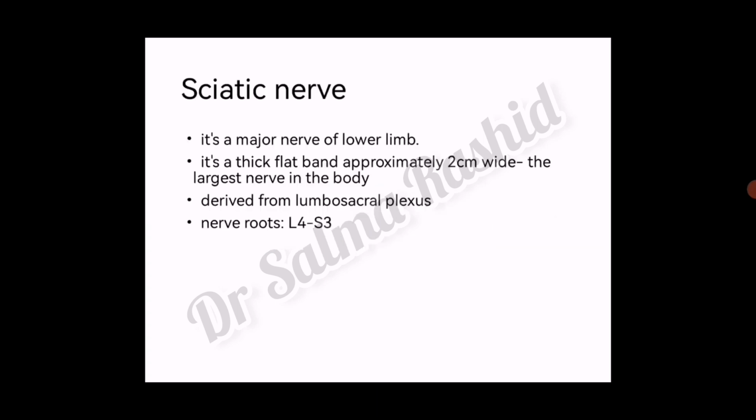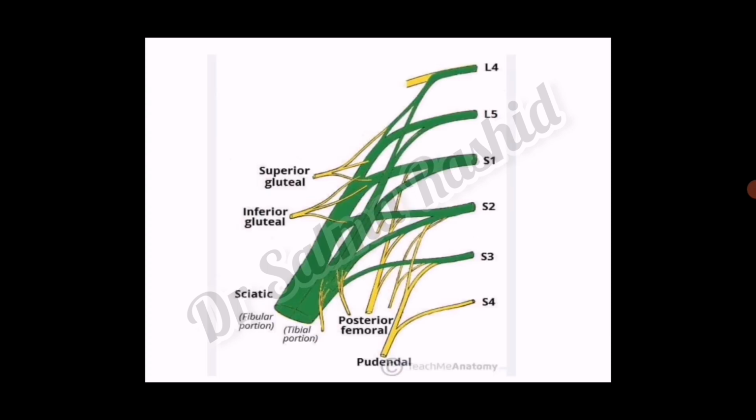So what is the sciatic nerve? It is a major nerve of the lower limb. It is a thick flat band approximately 2 cm wide, the largest nerve in the body. It is derived from the lumbosacral plexus. Its nerve roots are L4 to S3. Here you can see the sciatic nerve arising from L4, L5, S1, S2 and S3, shown in green color.